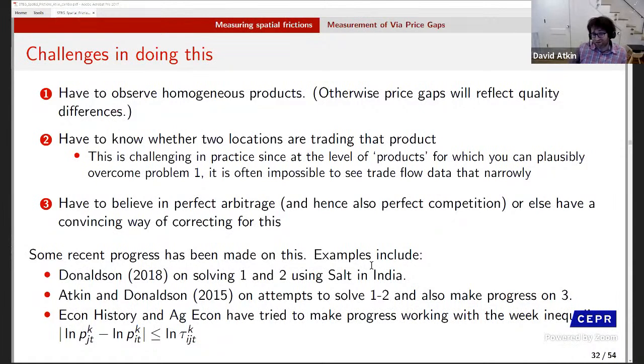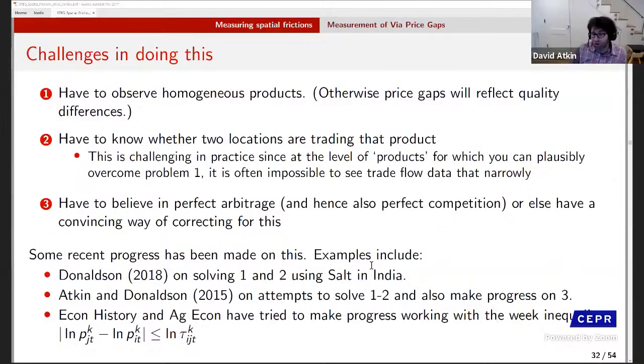Secondly, we need to know if the two locations are actually trading the product. If they're not trading, then this isn't an equality, it's an inequality. We know that the price gap is less than or equal to that trade cost. The price gap could be sufficiently small that no one wants to pay those costs of moving goods between the two.